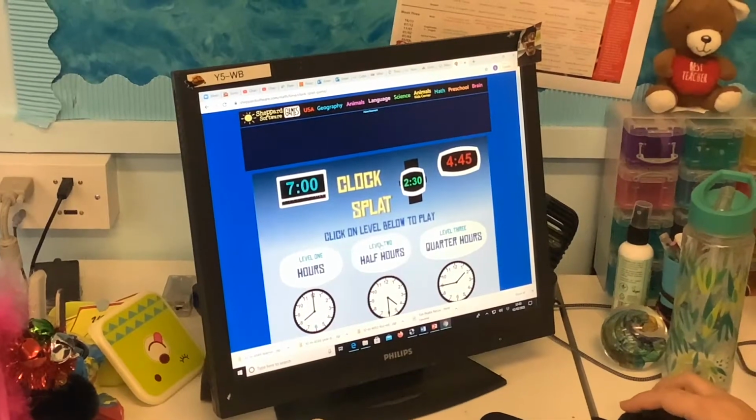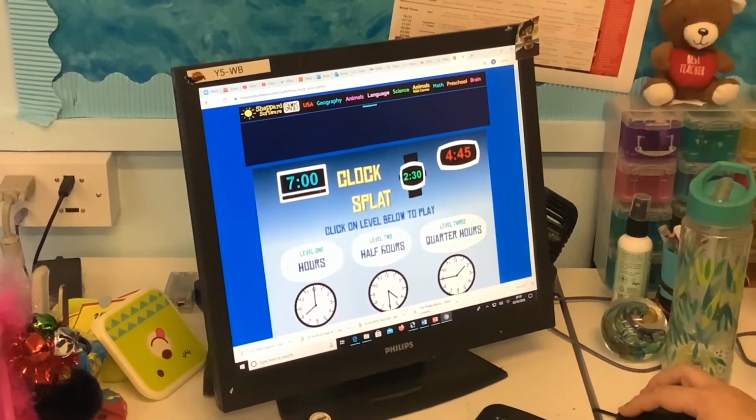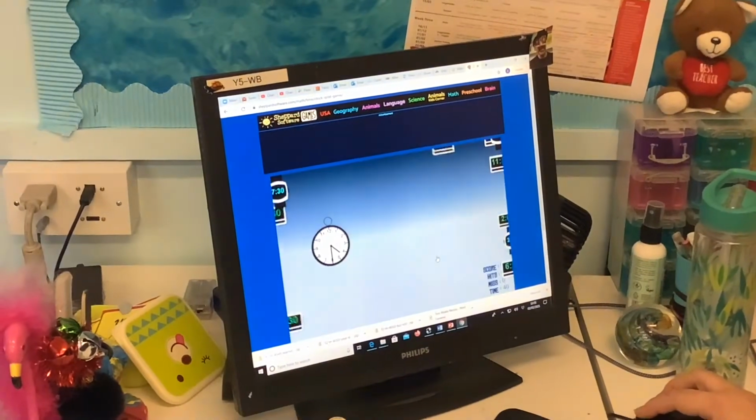Okay, Year 5, so I had a slight technical hitch. I couldn't get it to work on the interactive whiteboard, but obviously you won't be using an interactive whiteboard. So let's have a go on the computer.